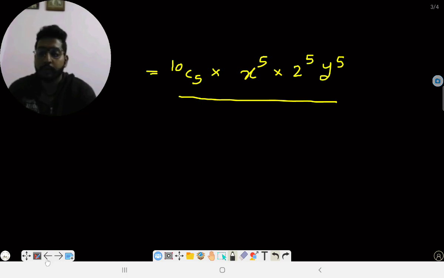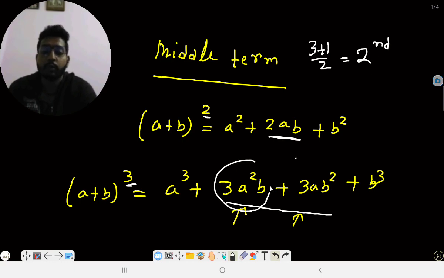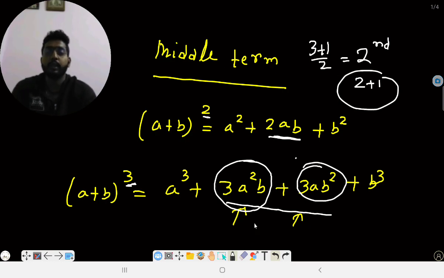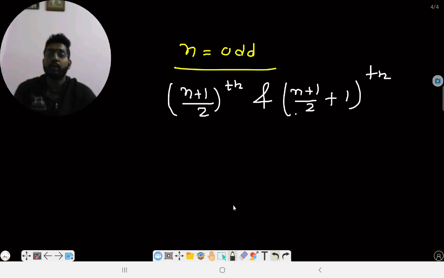Now look here. This is the power 3. So the first middle term will be (3 plus 1) by 2, that means 4 by 2, that means the second one will be the first middle term. So you can see this is the second term. And the next one will be (n plus 1) by 2 plus 1, that means 2 plus 1, that means the third one will be the second middle term. So here you can see 3ab square will be the second middle term. So here also the formula is the ((n plus 1) by 2)th and the ((n plus 1) by 2 plus 1)th term. So we'll solve one problem according to this.